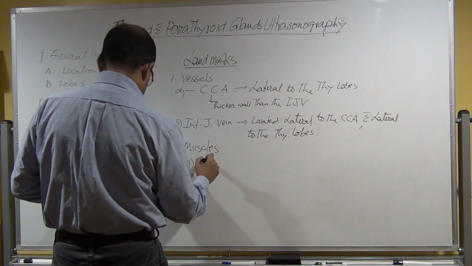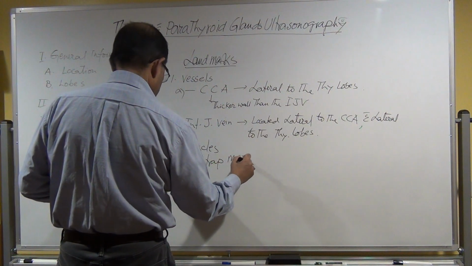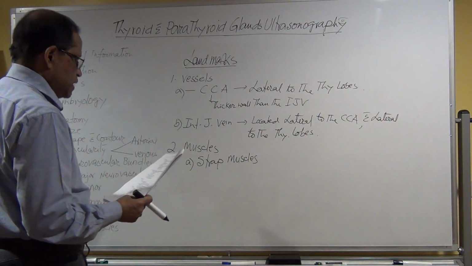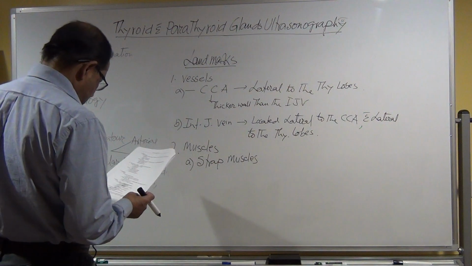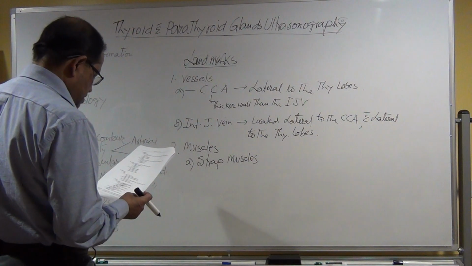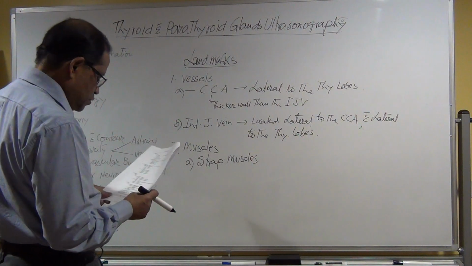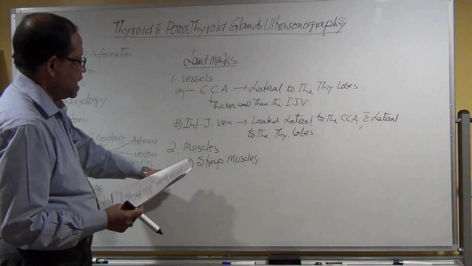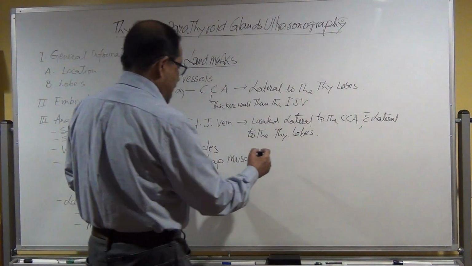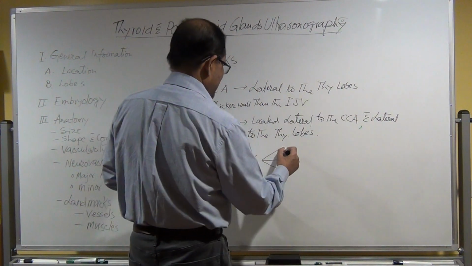A, strap muscles. You don't need to know the 3 strap muscles. I have the names: sternothyroideus, sternohyoideus, and omohyoideus. It is very tough to remember. Okay, just know the strap muscles, all those 3 muscles. Okay, still I'm writing. In future, who knows, you might need to know this.